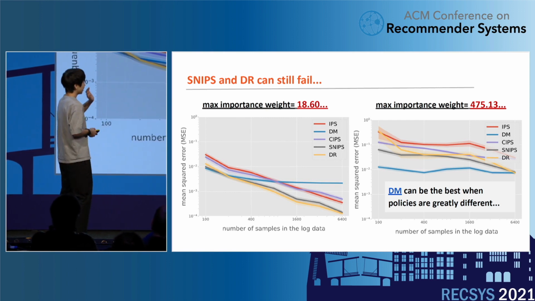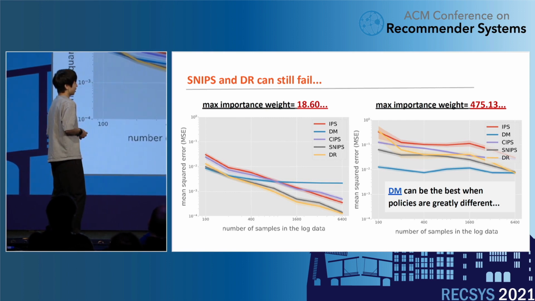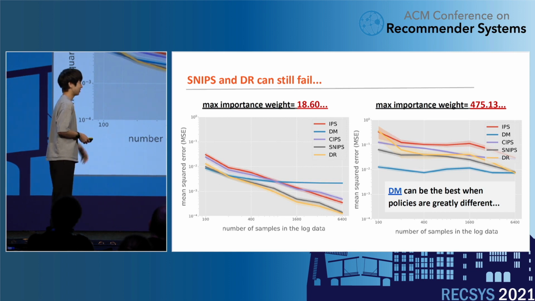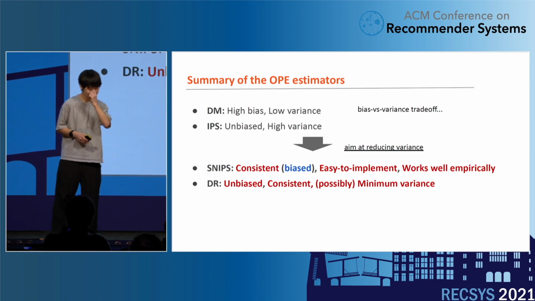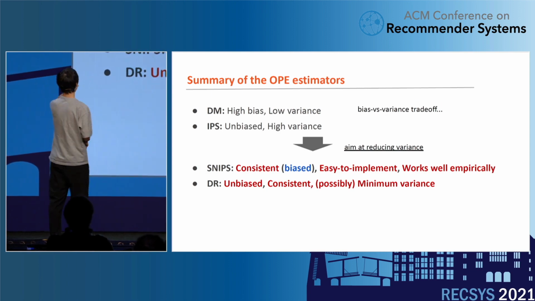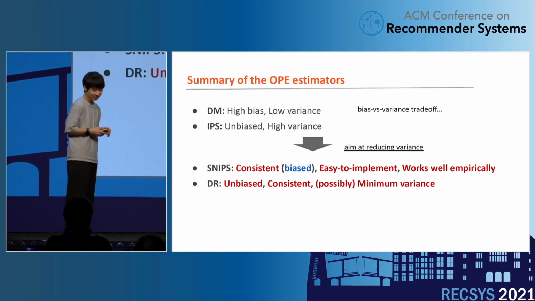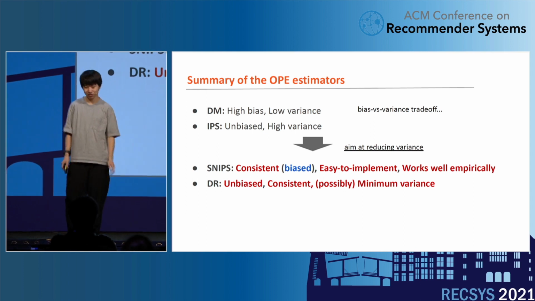Another impression here is that we should be able to do better in the challenging setting, because now the biased estimator is the best estimator, right? So there's a new motivation. Let me summarize the contents so far. We have two extreme estimators. There's a notorious bias-variance trade-off.